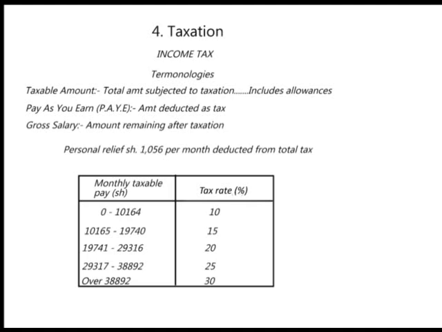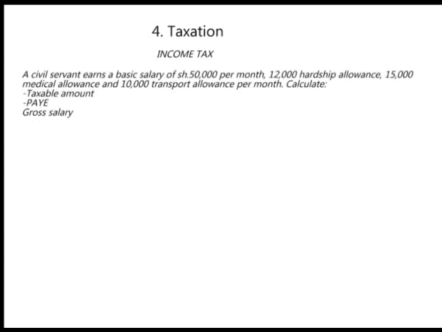Let's use an example to illustrate how income tax is calculated. Suppose a civil servant with a basic salary of 50,000 per month, hardship allowance of 12,000 per month, medical allowance of 15,000 per month, and transport allowance of 10,000 per month. Calculate his taxable amount, pay as you earn, and gross salary. Use the tax brackets above and a personal relief of Kenya shillings 1,056 per month.